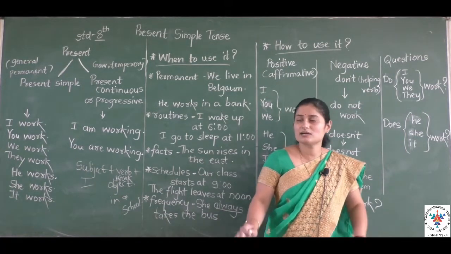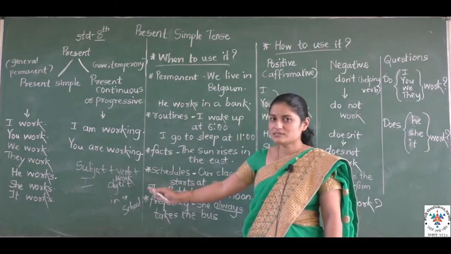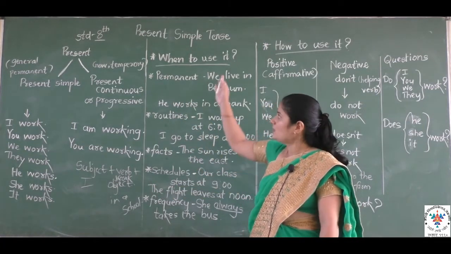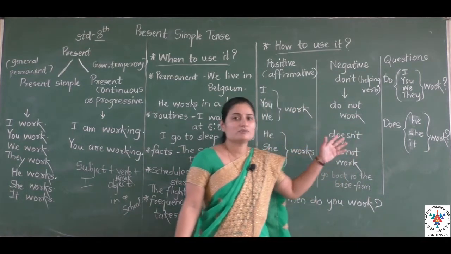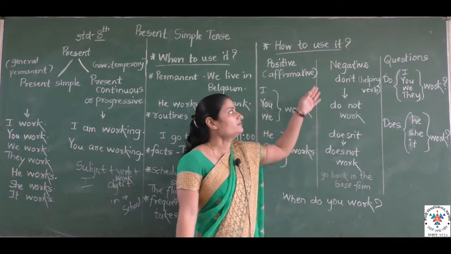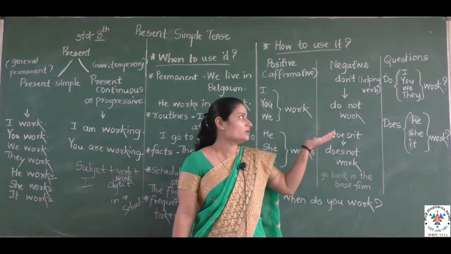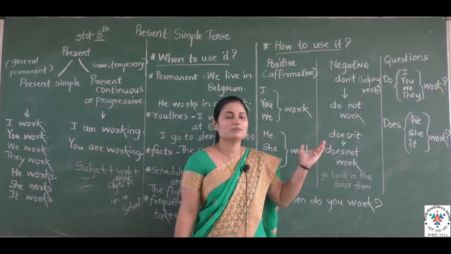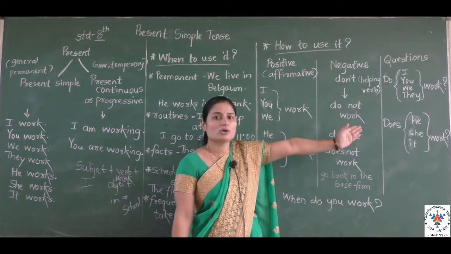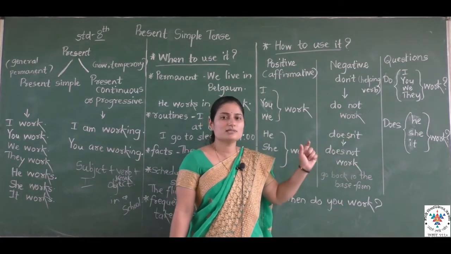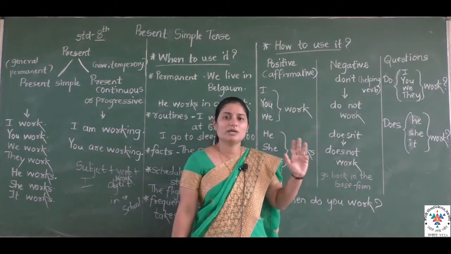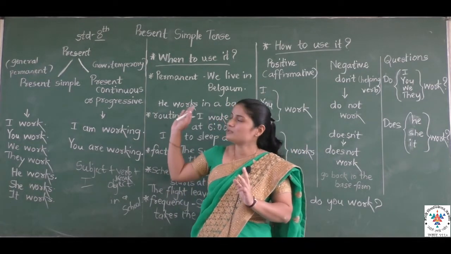So these are the present tense forms, meaning when to use it, and different types of sentences: affirmative, negative and questions. Questions are also called interrogative sentences. Interrogative sentences mean questions. So these are the three main points of the simple present tense.